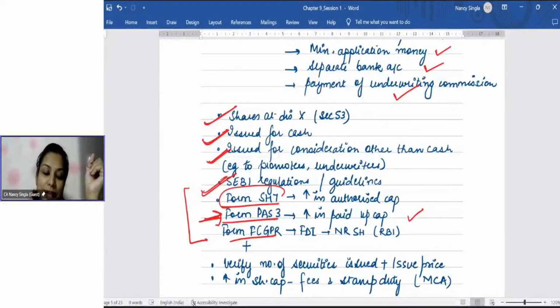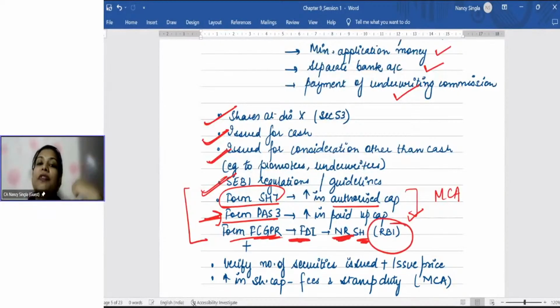Form Asset 7 is the notice to the registrar for alteration of the share capital, like if there has been an increase in the authorized capital. These two are to be filed with the MCA. Form FCGPR, when there is foreign direct investment by the non-resident shareholder, is to be filed with the RBI. He will see whether the same has been filed with the RBI or not.